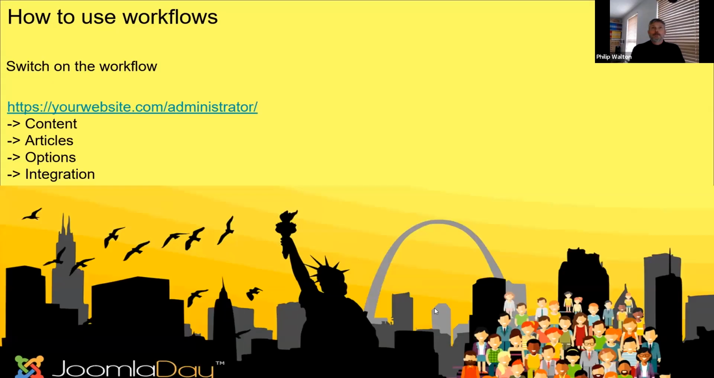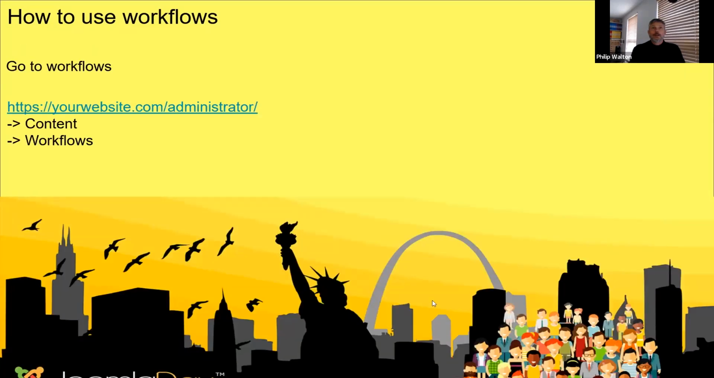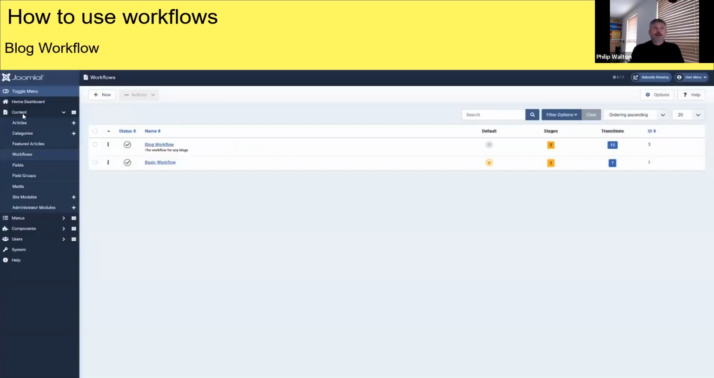Am I going the right way? Go back. Right. Yes. So then where do we actually find the workflows? Well, if it's https://yourwebsite.com/administrator, go into content, and there you will find the workflows. And so here we go. We're in content, and there is our workflows, which appears once you've switched it on.